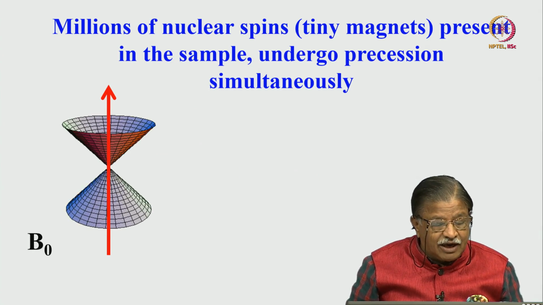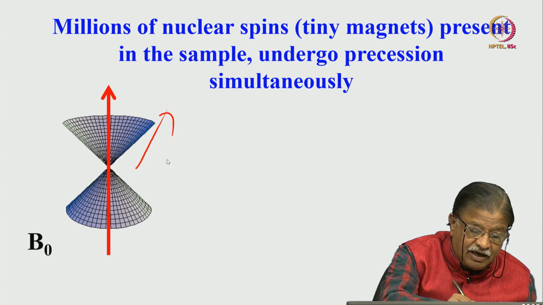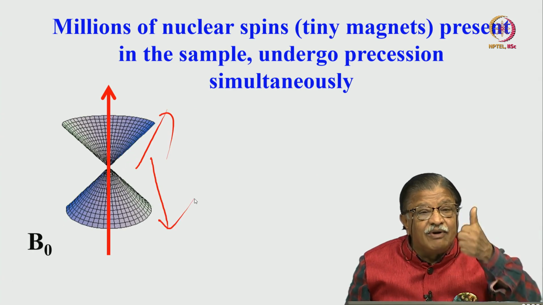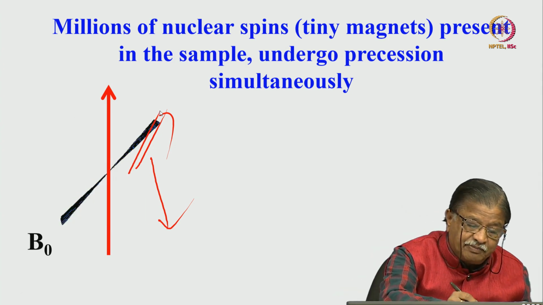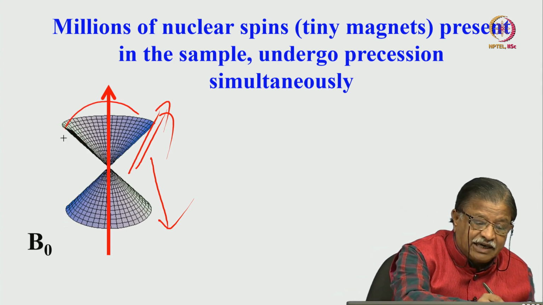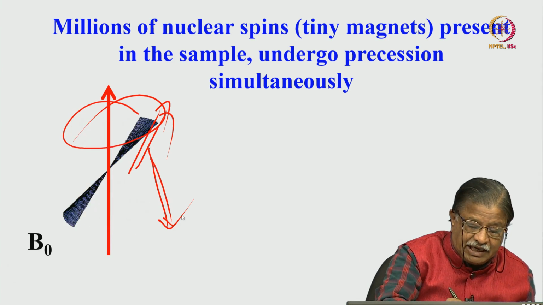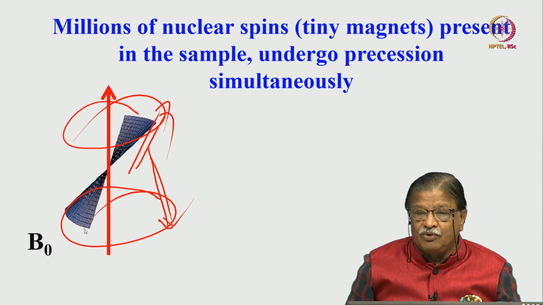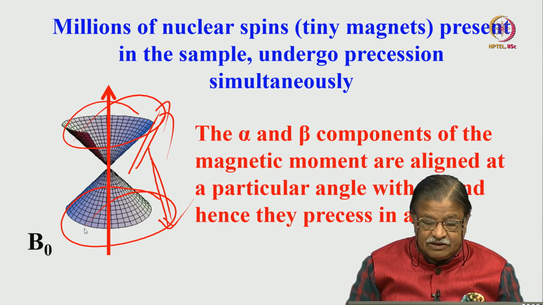Now it looks like a cone which is opening upwards and a cone opening downwards. The reason is that for spin half nuclei, you have two possible orientations. Nuclear spins which are aligned like this start rotating like this. The nuclear spins aligned like this start rotating like this. As a consequence, it appears like two cones. Okay, this is what is happening.